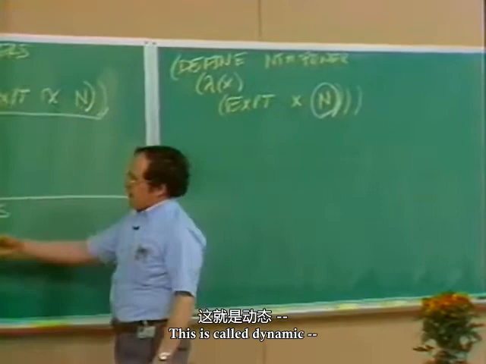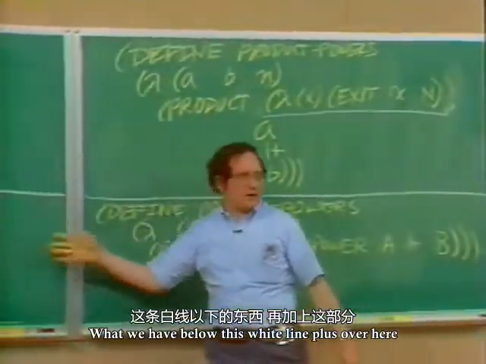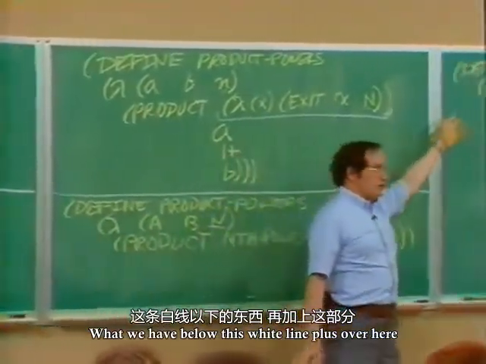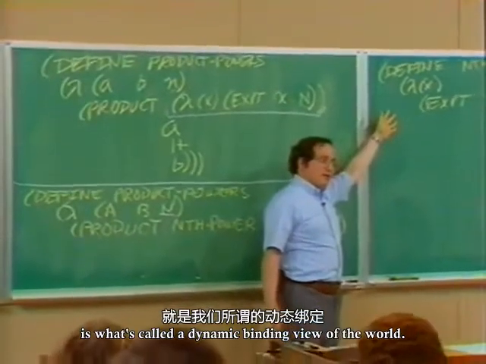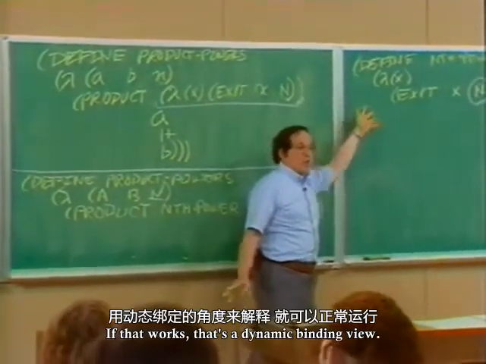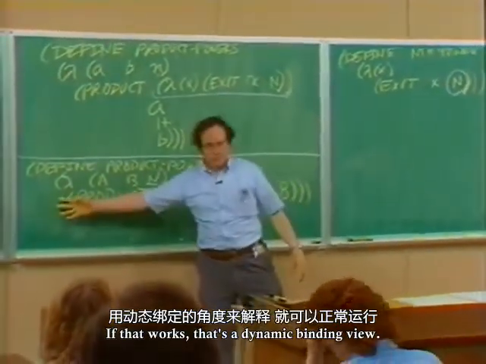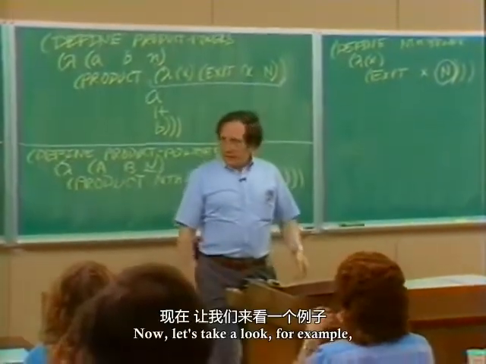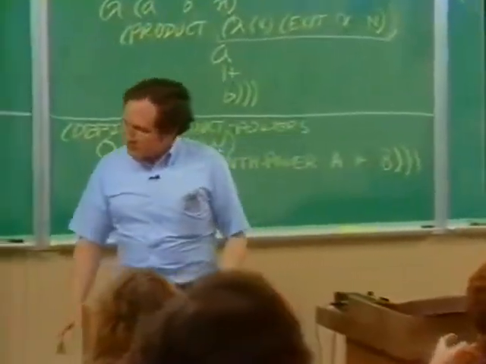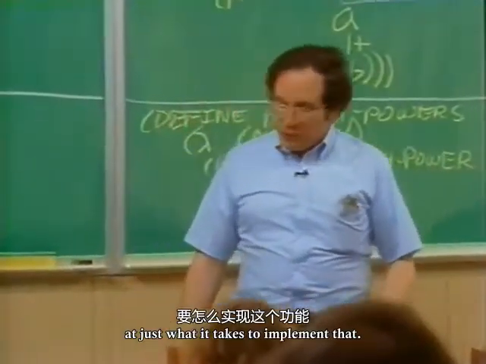This is called a dynamic. What we have below this white line, plus over here, is what's called the dynamic binding view of the world. If that works, that's a dynamic binding view. Now let's take a look, for example, at just what it takes to implement that.